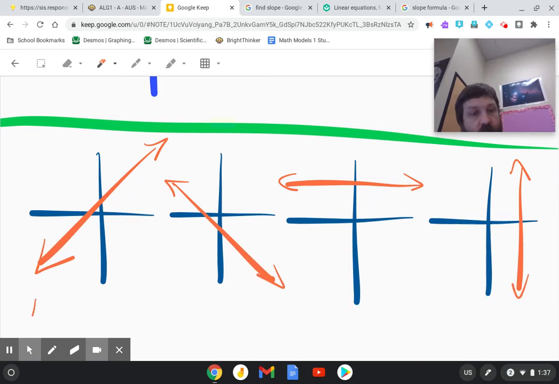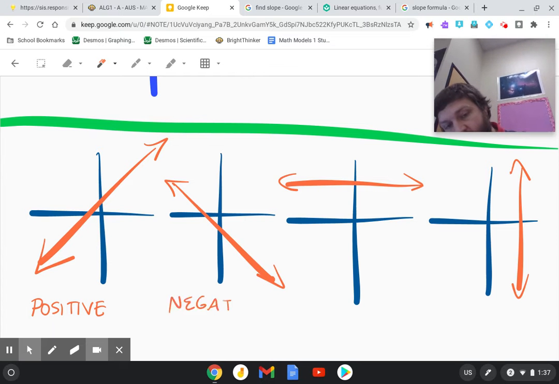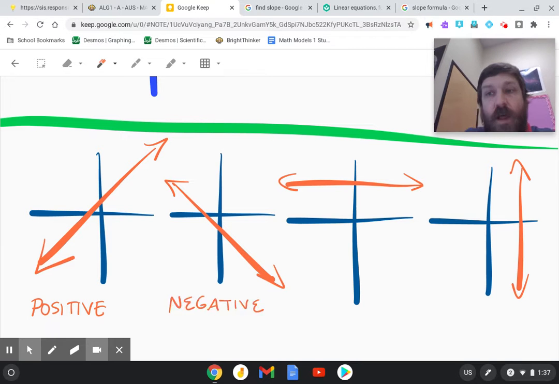The first one you see here is what we call a positive slope. The value of that is going to be a positive number because the graph is increasing from left to right as we move across. That means the next one is going to be negative. So this is an example of a negative slope. The line is going down from left to right.